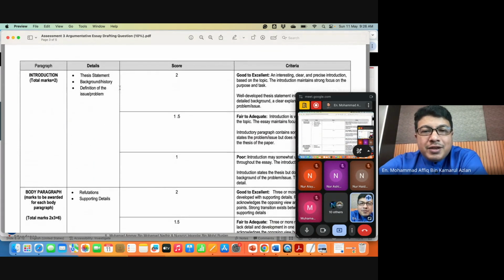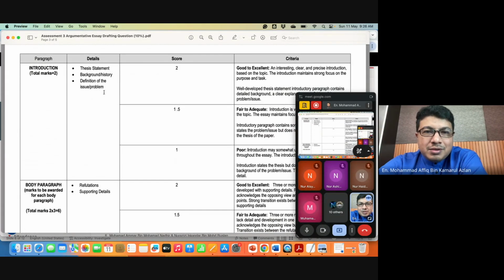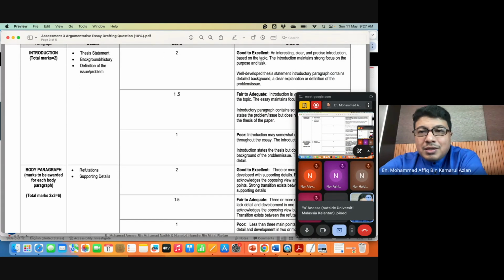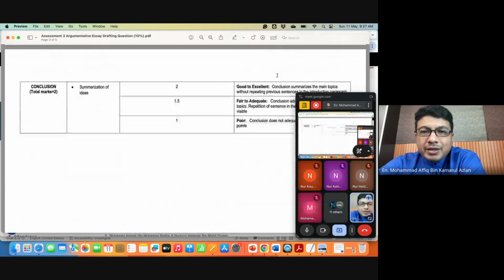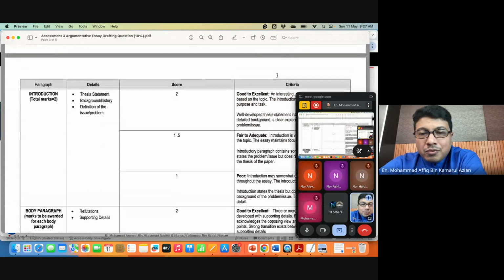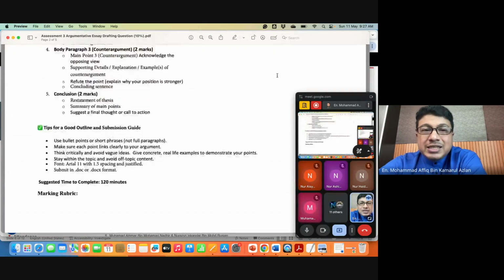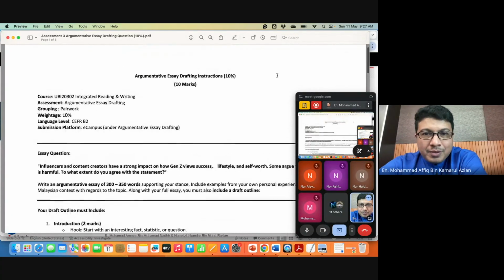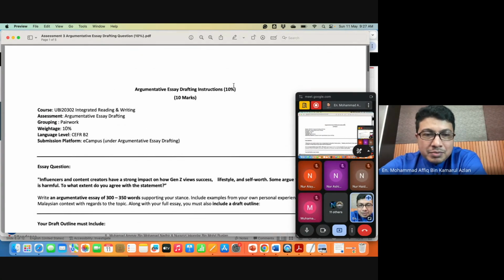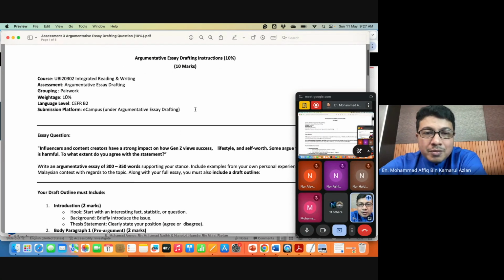How marks are given is like this. Introduction, two marks, if it is interesting, clear, concise, and you have the thesis statement. For the body paragraph, you can take a look at the marking rubric over here, how marks are given. So this is for the draft, not the full essay later on. This is 10 marks only, 10% for the draft of the argumentative essay.